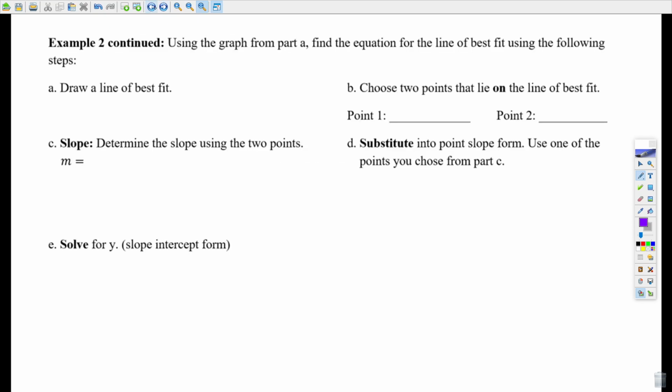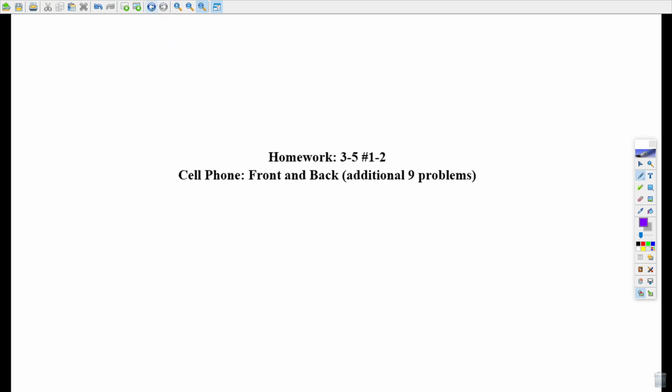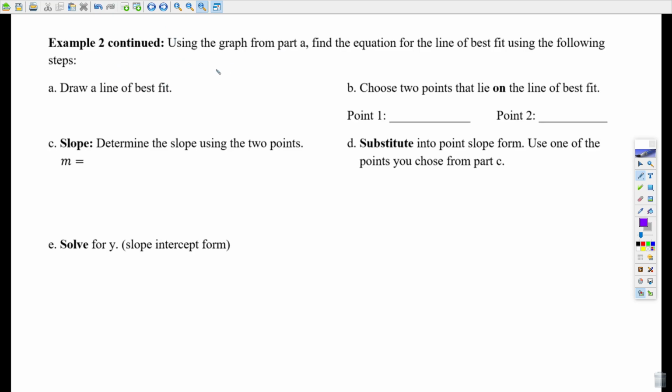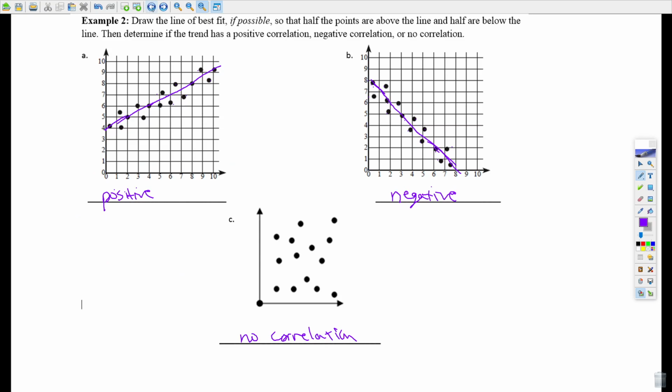We're going to do one last thing, which is to look at a line of best fit and make an equation from it. We'll do 1 or 2 examples here to finish this off. Using the graph in part A, find the equation for the line of best fit using the following steps. We're going to draw a line of best fit, which I think we already did. Going back to example 2. Here's example 2A. We're going to draw a line of best fit. Already did that. What's the next step say?